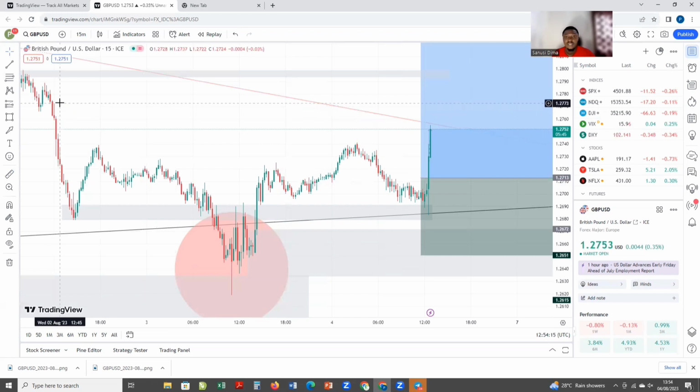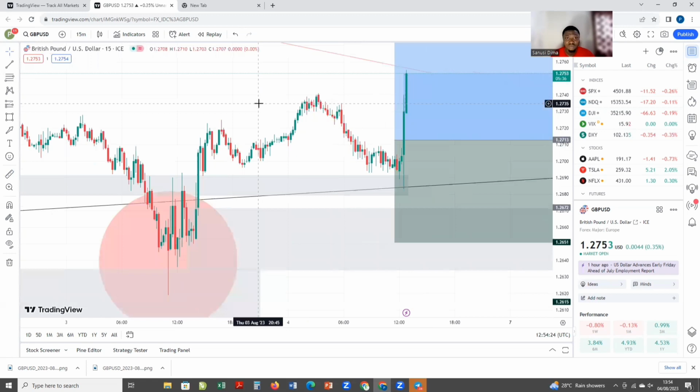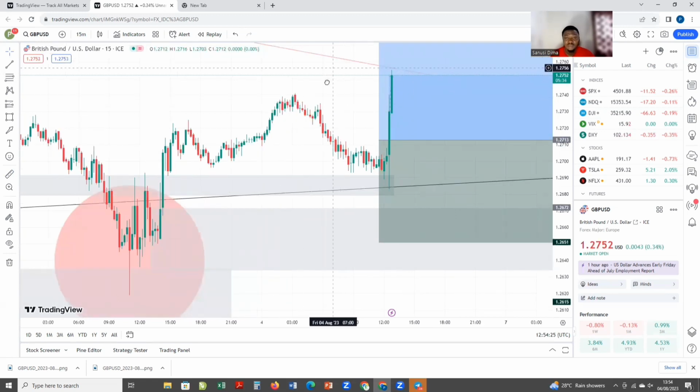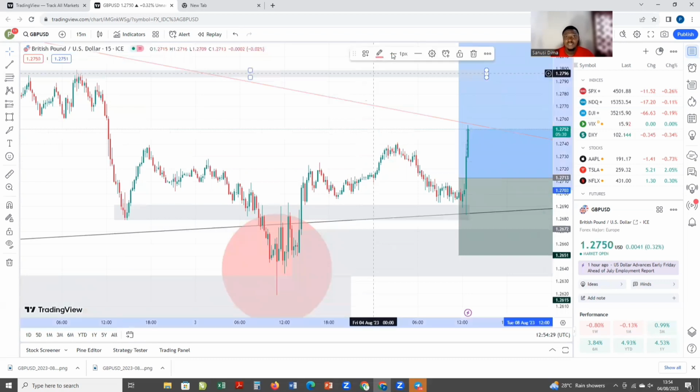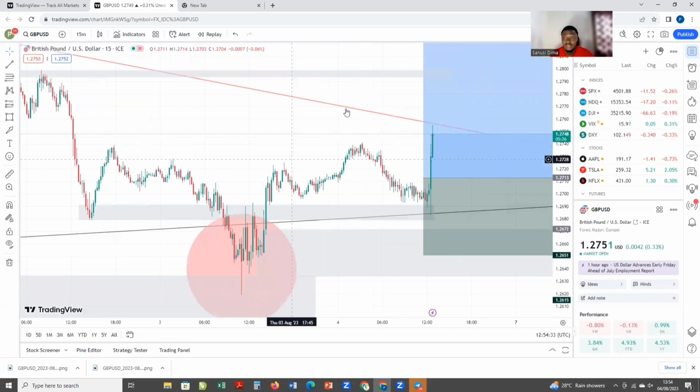So I'm still here and I'm waiting. I just want this zone to be broken. The market needs to break this red zone, this red color you're seeing. I'm going to make it more thick. Yeah, the market needs to break this zone.